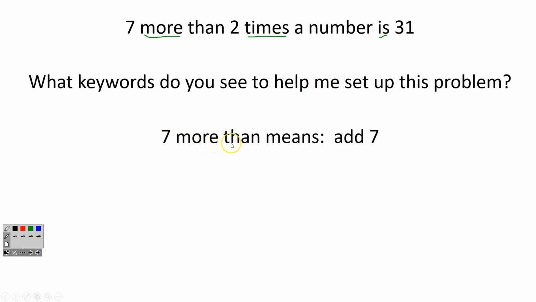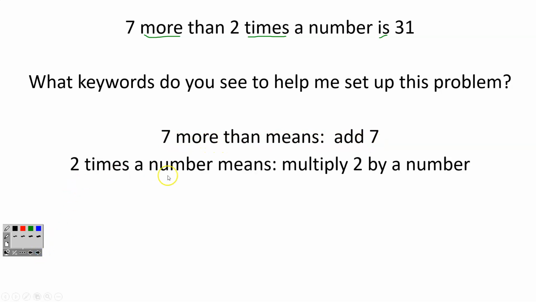So 7 more than means I'm going to be adding 7. 2 times a number means I'm going to multiply 2 by a number. But it doesn't say what number I'm going to be multiplying by. So what do we do in math for things we don't know? Well, we're going to use a variable. Doesn't matter what variable you want to use. So I'm just going to use x. Is 31 means equals 31.